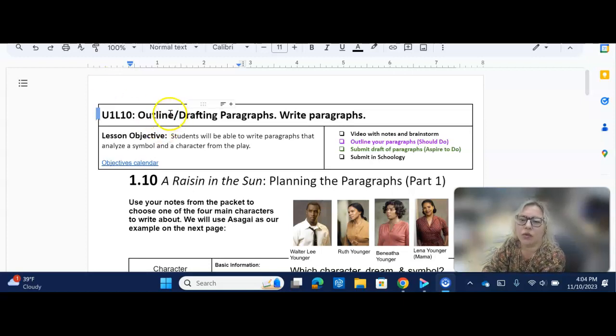Okay, so 1.10 is outline and drafting paragraphs and then writing your paragraphs. The paragraphs are the summative assessment. Our lesson objective: students will be able to write paragraphs that analyze a symbol and a character from the play.